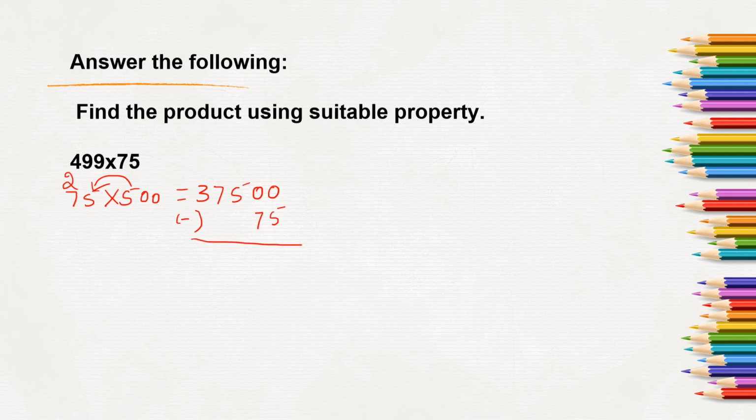So if we take away 75 from 37,500, it will be 9, 10 and 4, right? 4, 10 minus 5 is 5, 9 minus 7, 2, 4 minus nothing, 4 itself, 7 and 3. 37,425 is the product.